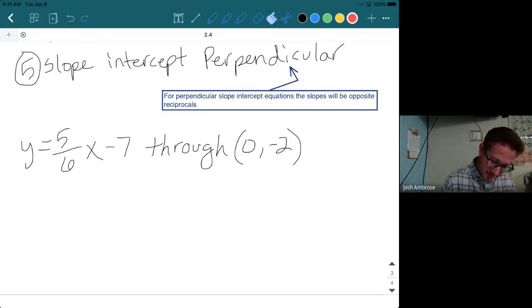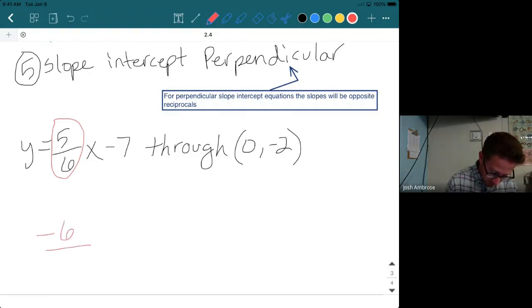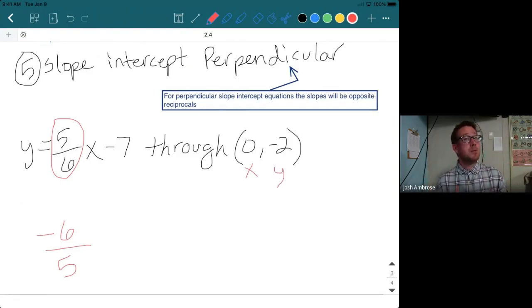So that means that step one, this original slope, I have to take the opposite, which is now going to be a negative because the original right there is positive, and then reciprocal, so flip it. So it's going to be a negative 6 over 5. That is my brand new slope. Then right here, I have my x. Right here, I have my y. Now let's calculate the brand new b value, which is my y-intercept.